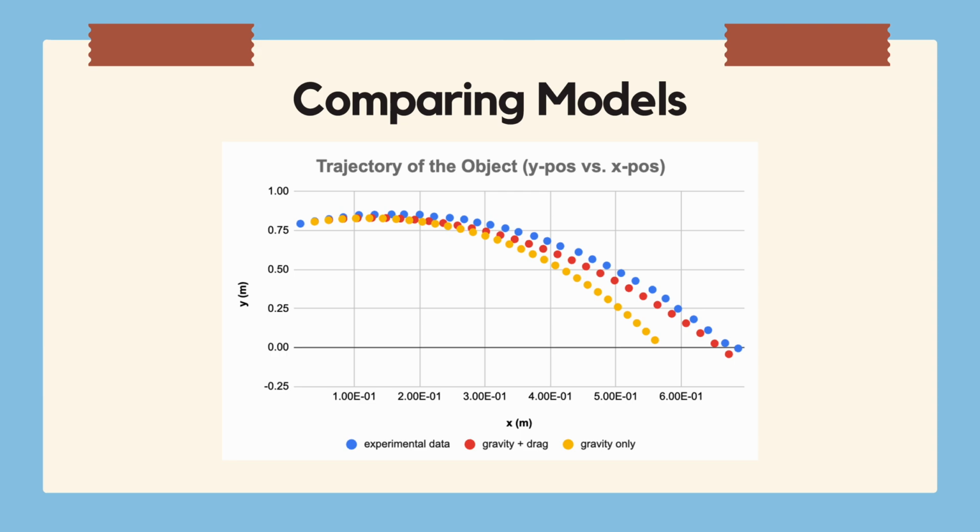This graph compares the trajectory of the object from three different models: the experimental data, the trajectory of the object predicted by the computational model with only gravity, and then the computational model with gravity and drag. We can see that the object that was affected by gravity and drag was closer to the trajectory of the experimental data, which was what we observed in real life. It makes sense that the computational model with only gravity is not as similar to the experimental data because when the ball was thrown, there were drag forces like air resistance acting on it, not just gravity.